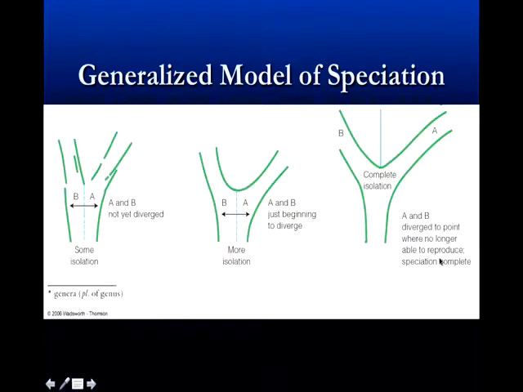Okay. Some quick review. This is the generalized model of how speciation occurs according to Darwin. You have an original population. There's isolation that occurs between subgroups A and B. At this point, they have yet to diverge. The divergence begins, and ultimately, once you have complete isolation and enough time, you have divergence to the point where they're no longer able to reproduce with each other, and that leads to speciation. Okay, this is just a quick review.